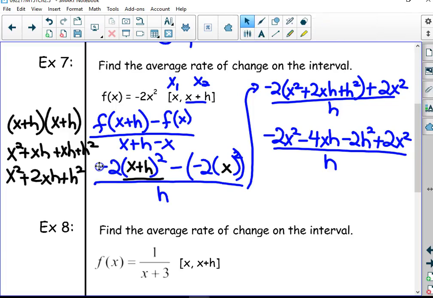This is also something you should expect. Look, my x squared terms go away, and all the remaining terms have h in them, so I can divide out the h. And what do I get out of this mess? I'm going to divide out h, so that will cancel, and that will cancel. And I'm left with negative 4x minus 2h.